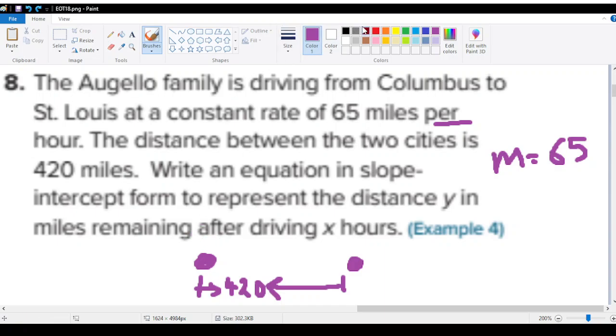Now this distance will be traveled by a family. So let's suppose they start from this city. They are driving to city B, right? Okay, so what will happen to this distance? Will it increase or decrease? What do you think?